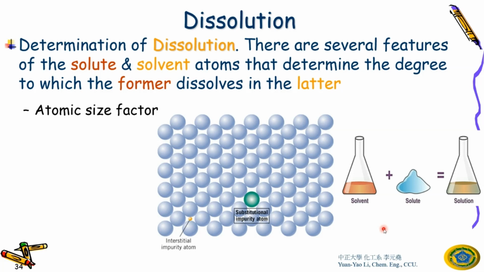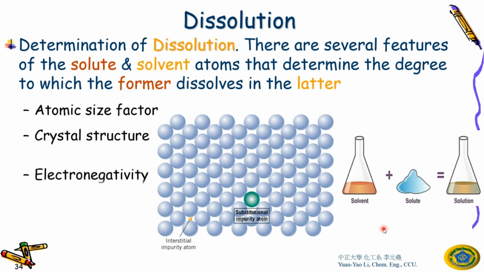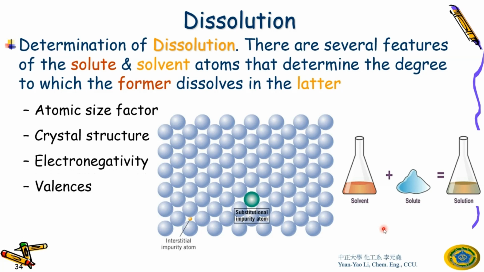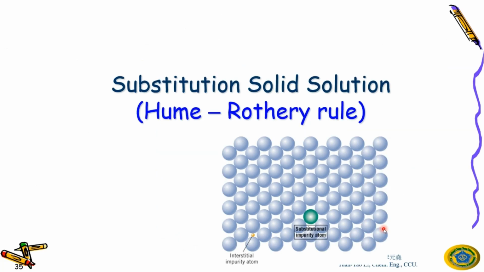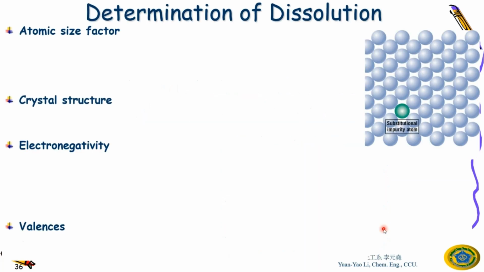solid solution. The first one is called atomic size factor. The second one is crystal structure. The third one is electronegativity, and the fourth one is valencies. This is called the Hume-Rothery rules. Hume-Rothery rules are especially for substitutional solid solution. Let's take a look at this one by one.